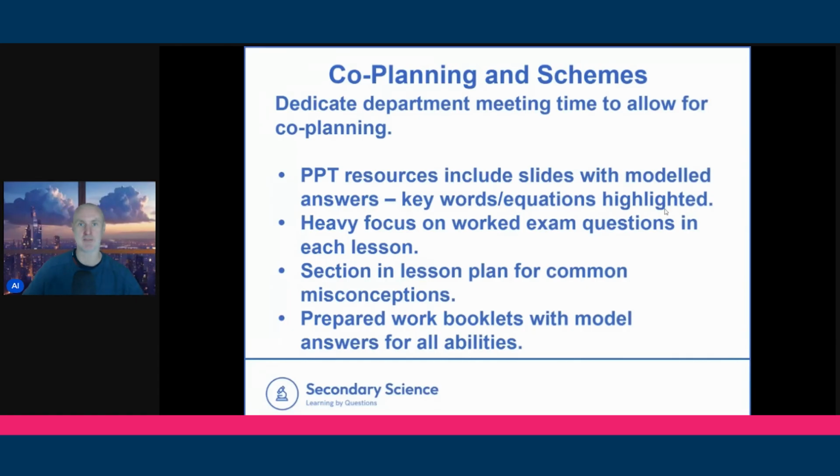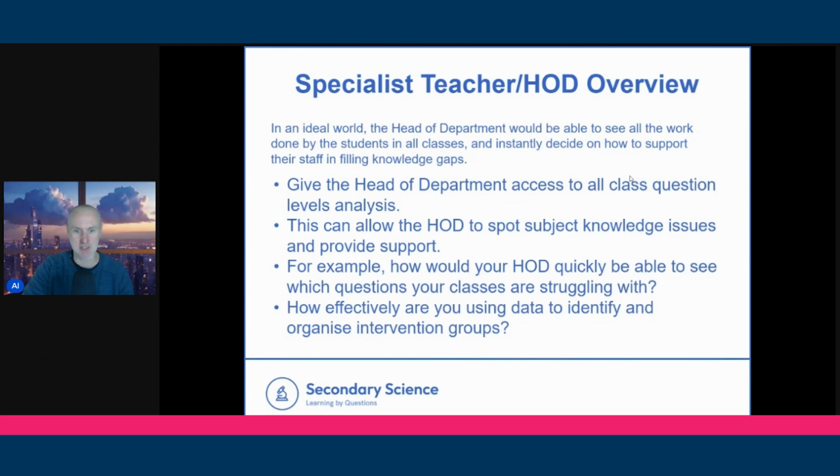So wouldn't it be great if perhaps we had a fully resourced scheme of work that was highly flexible with perfectly pitched questions that included worked examples and teacher feedback? That would be great. It takes an awful lot of work, but that is really where LBQ is going to come in, as it will here.